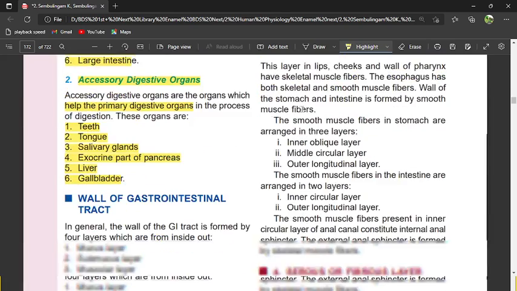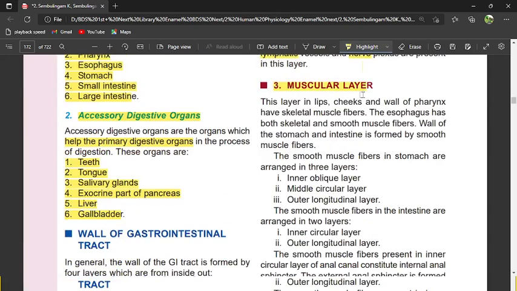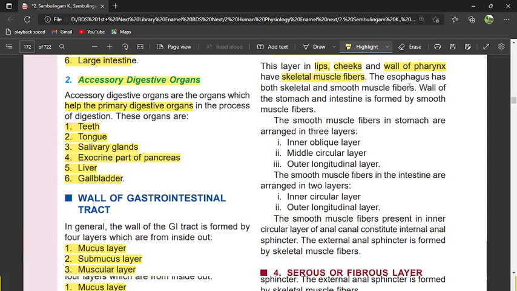Next, let us go to the third layer, that is the muscularis layer. The name itself is muscularis, meaning it has muscles. This layer in the lip, cheek and wall has skeletal muscle. So lips have skeletal muscle, cheeks have skeletal muscle. See, your lips are under your control, right? Cheeks are in your control. The wall of the pharynx is also under your control. The esophagus has both skeletal and smooth muscle fibers. So this is also one important point for your MCQ.